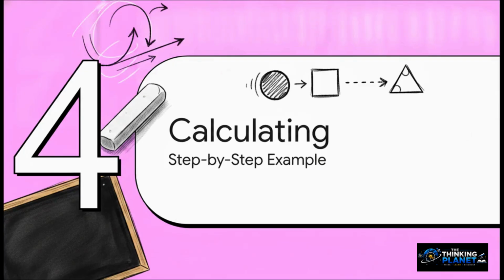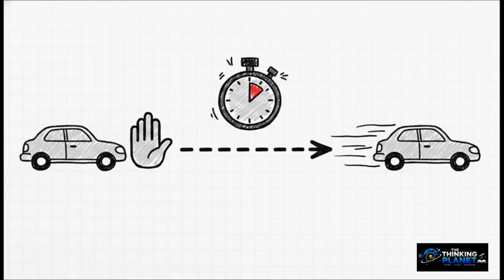Let's wrap up with part 4, calculating acceleration step by step. Go ahead and jot this word problem down in your notebooks. A car is sitting totally at rest at point A. It's at a stop sign. The driver hits the gas and the car begins moving toward point B.